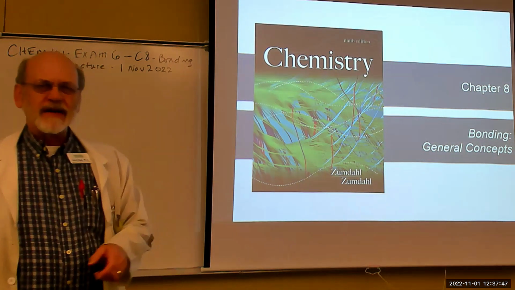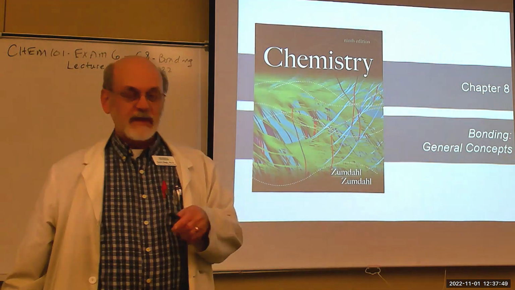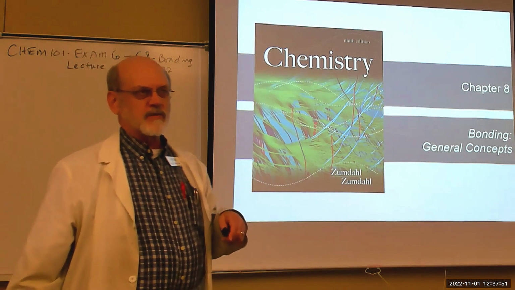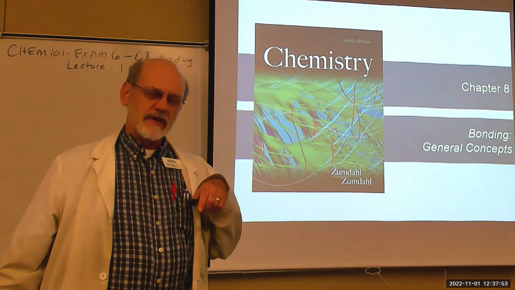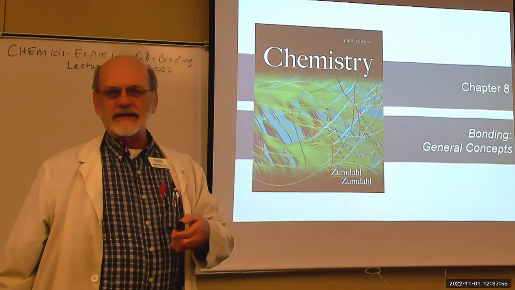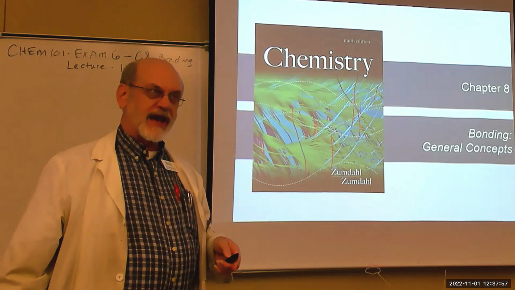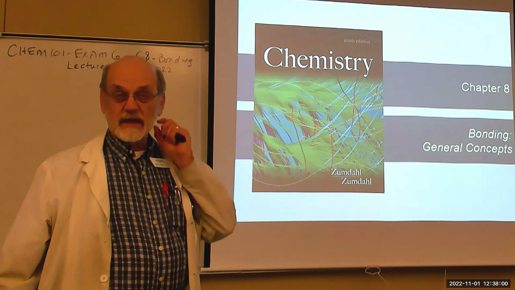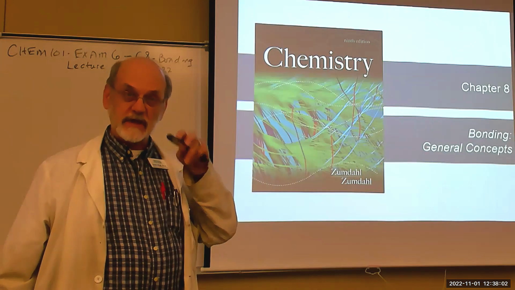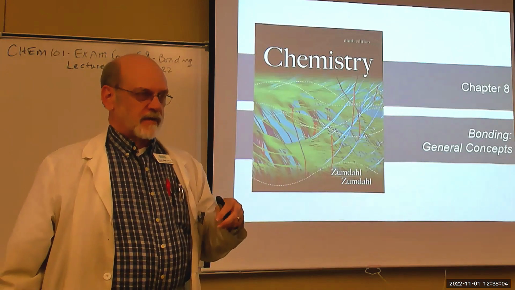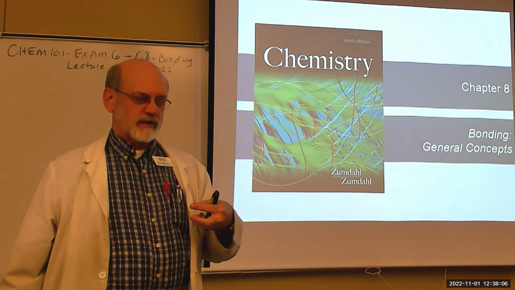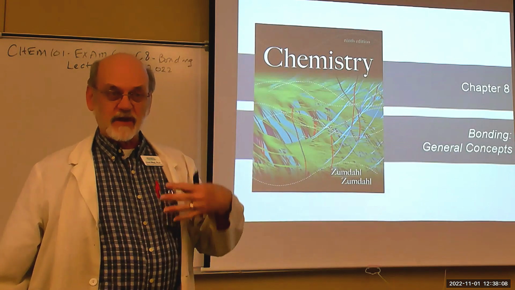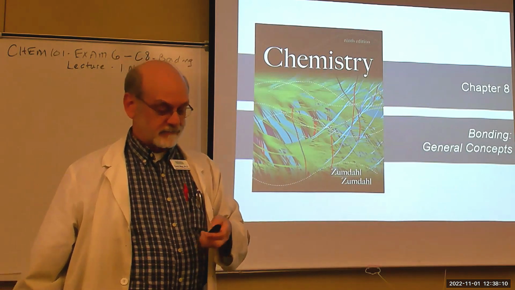So we're going to start off with bonding and general concepts. And in fact, general concepts are going to be in terms of, in the beginning, predominantly ionic type bonding. And in chapter 9, we get into more depth. Now, we're going to get some covalent bonding toward the end of this chapter. But we really develop the ideas of covalent bonding in chapter 9.